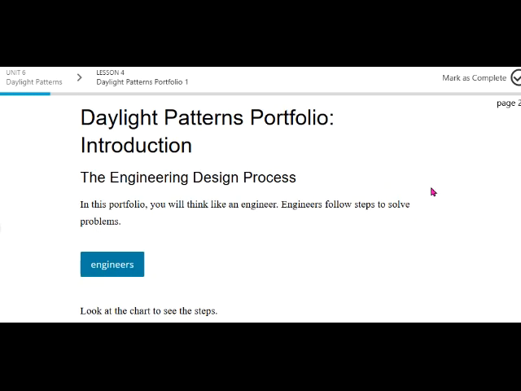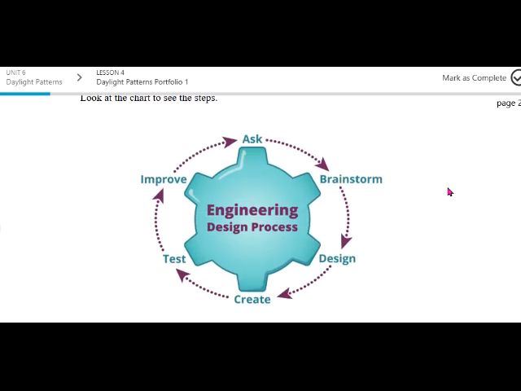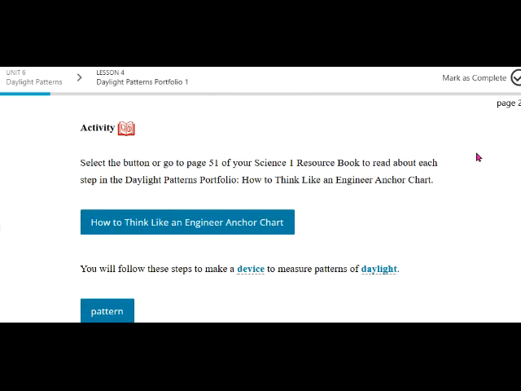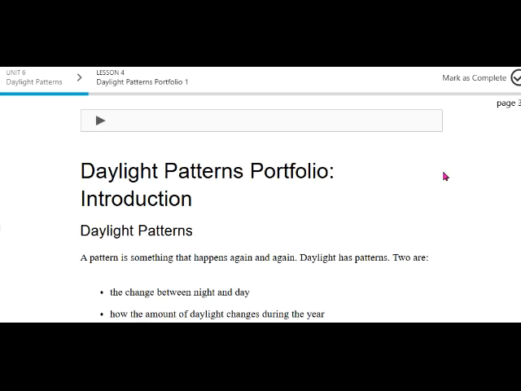The engineering design process. In this portfolio, you will think like an engineer. Engineers follow steps to solve problems. Look at the chart to see the steps. Ask, brainstorm, design, create, test, improve. These are all steps of the engineering design process and all steps we are going to take during your portfolio. You will follow these steps to make a device to measure patterns of daylight.